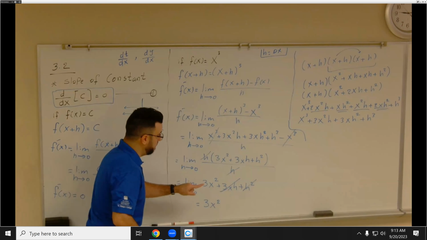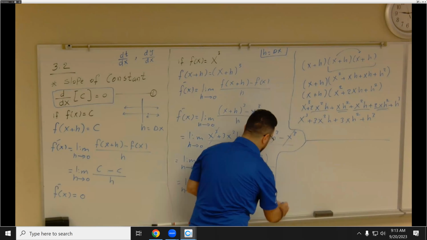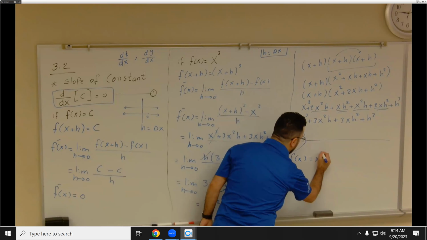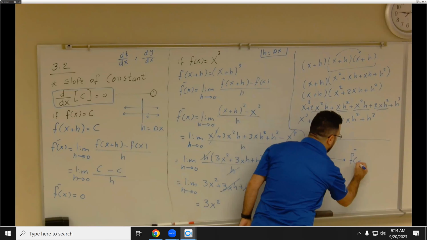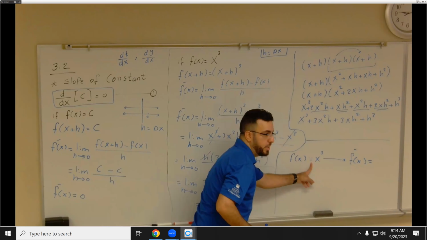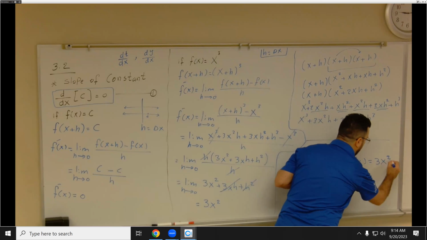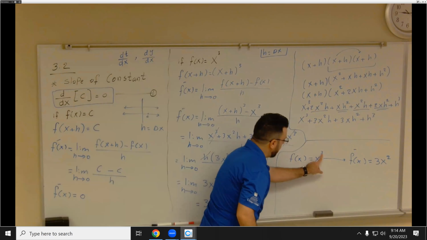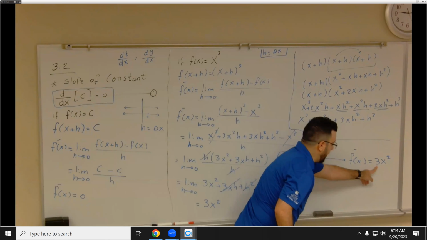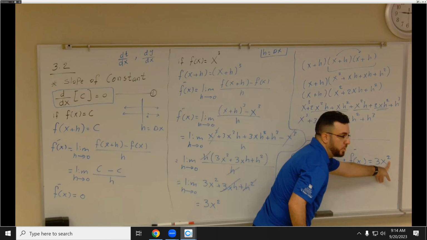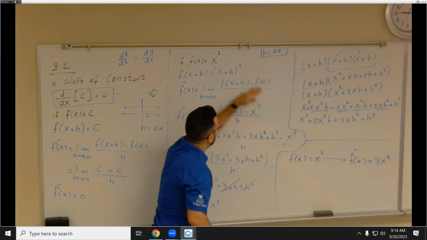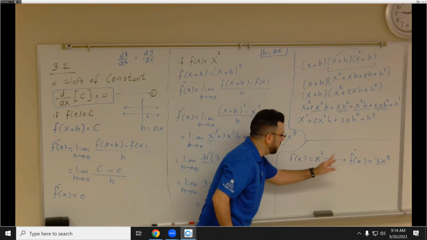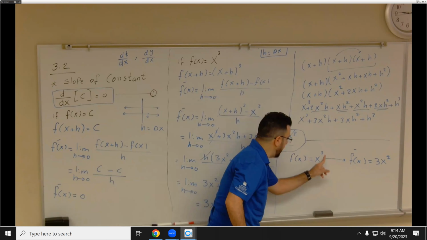So the rule: check what we found. Our function f of x equals x cubed. The derivative with respect to x is going to be equal to, I'm taking the exponent here to the front, 3x squared, right? That's what we found, 3x squared. So check here what happened. The exponent moved to the front, and the exponent minus 1 is going to be 2. So that's the rule. Instead of doing the whole process, you're just going to use the rule. Every time when you have x cubed, to find the derivative, you're going to move the exponent to the front and the exponent minus 1.